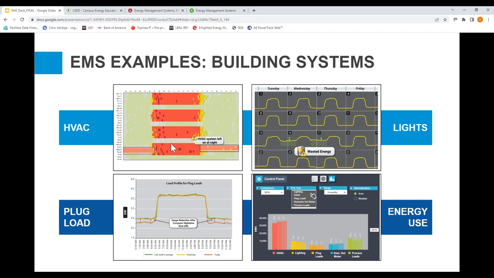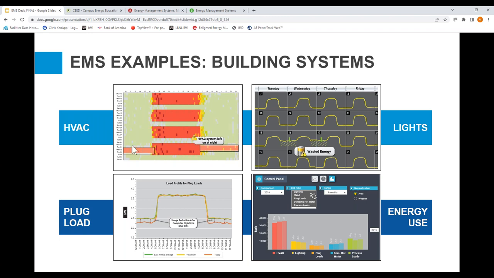And so when you see the red, that basically means that the unit's on or it's using energy. And the first three bars you'll see seems pretty normal for an office. You know, the yellow or the green is when it's off or not using energy. So that seems right over a 24-hour period.